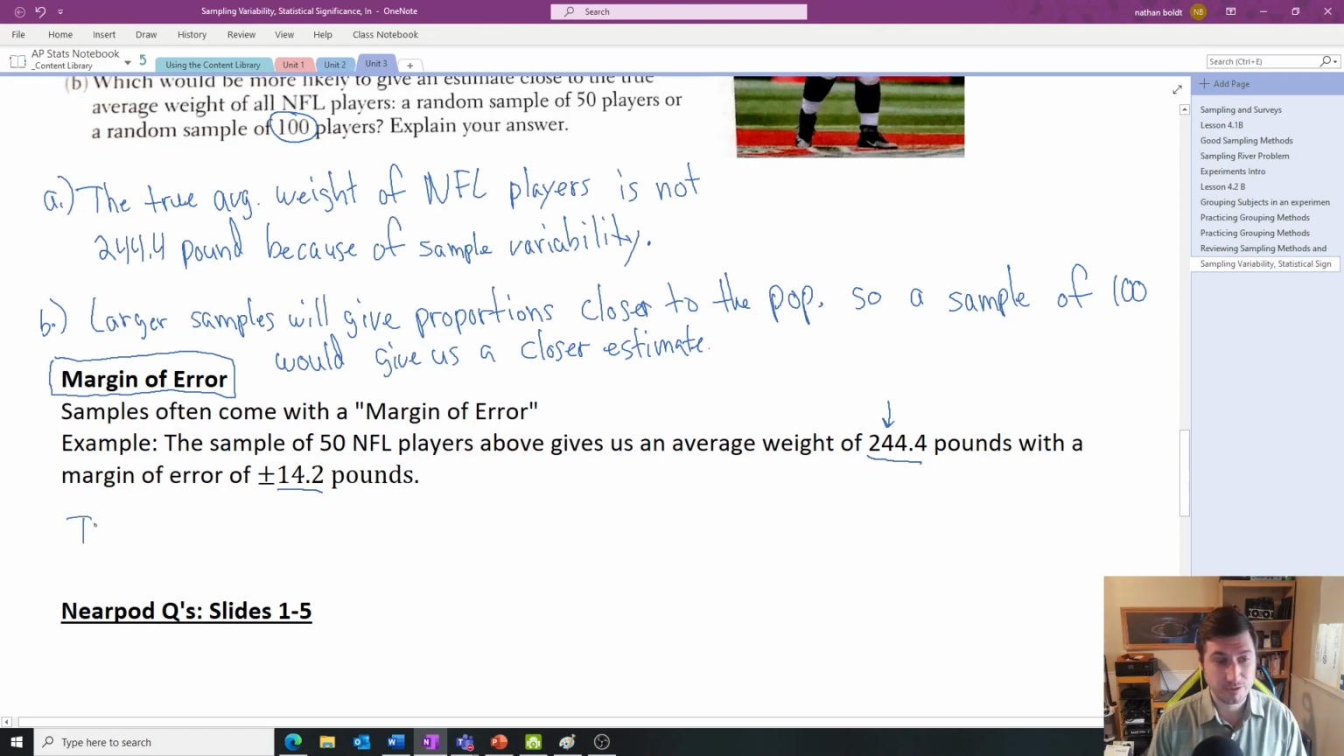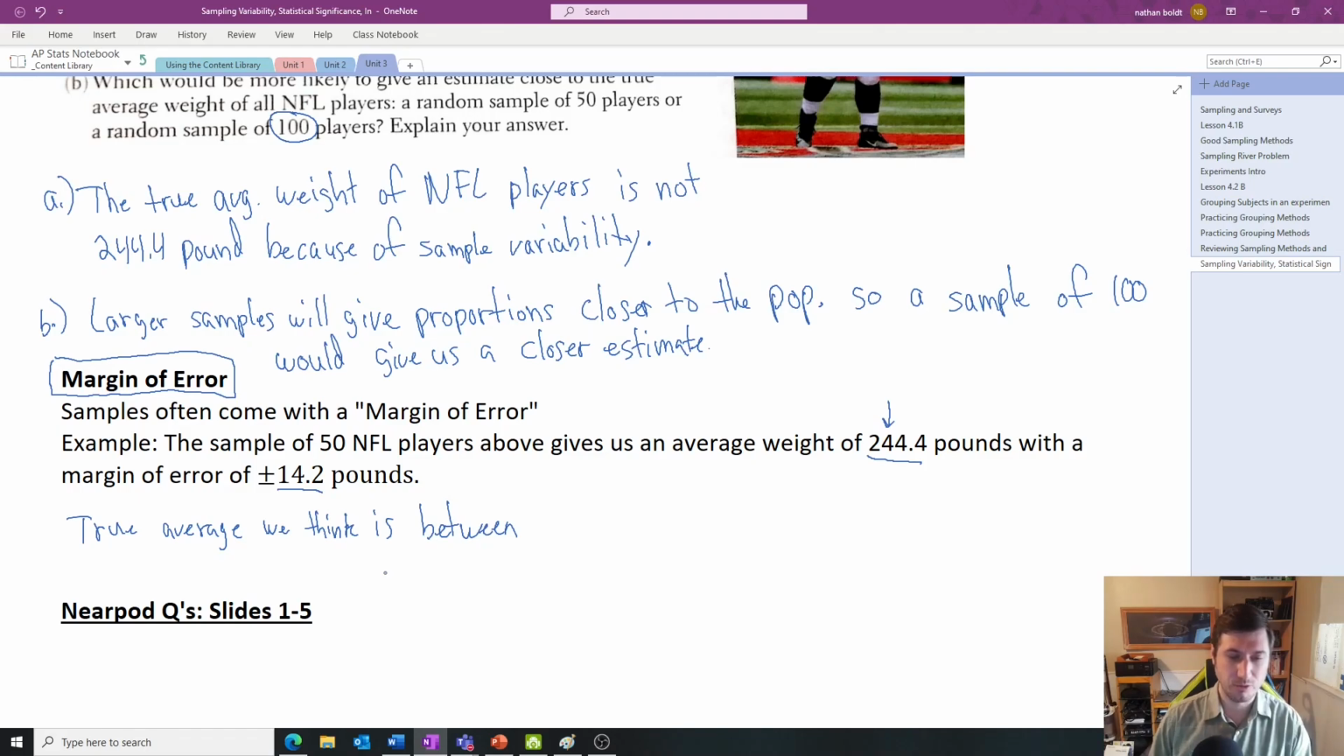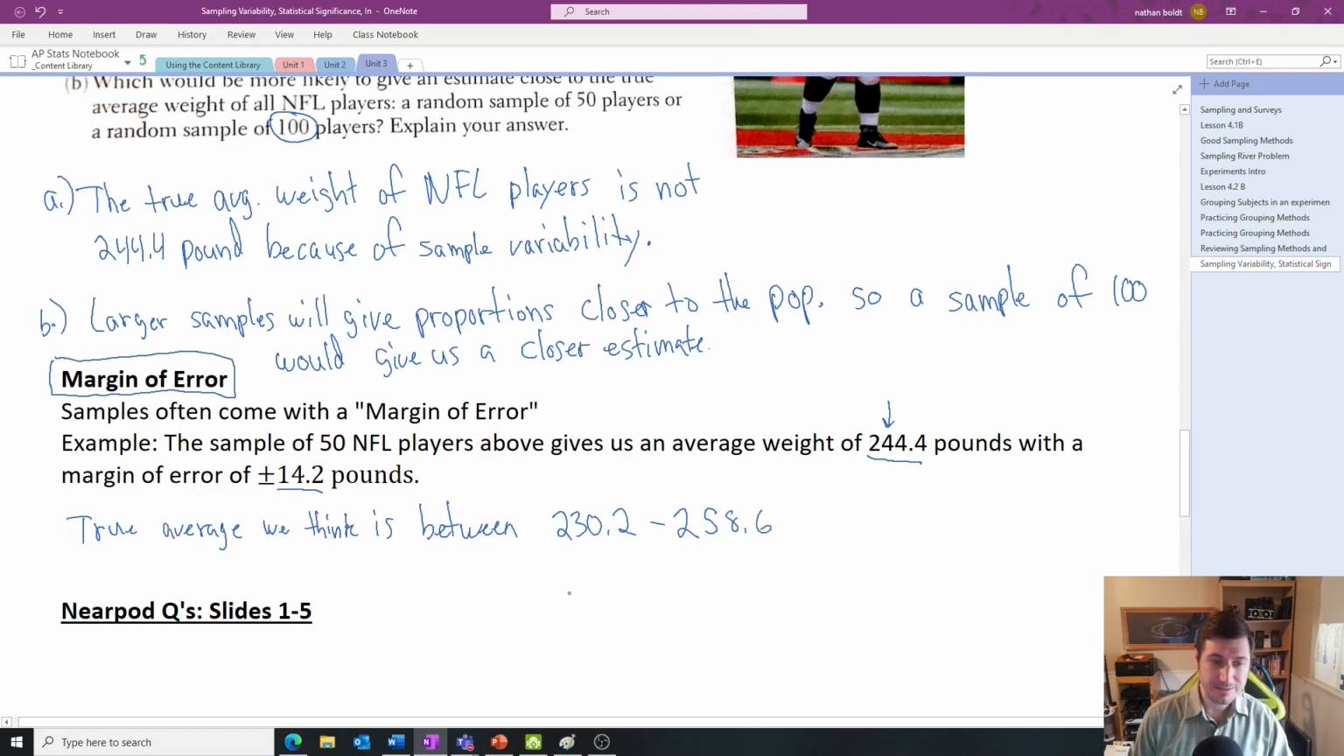So the true average, we think, is between, so I take the 244.4 and I add 14.2 and I subtract that. So I'm going to do that real quick on my calculator. 244.4 minus 14.2. So on the low end, we think it could be as low as 230. And on the high end, 244.4 plus 14.2, 258.6. The true average, we think, is between 230 pounds and 258 pounds.